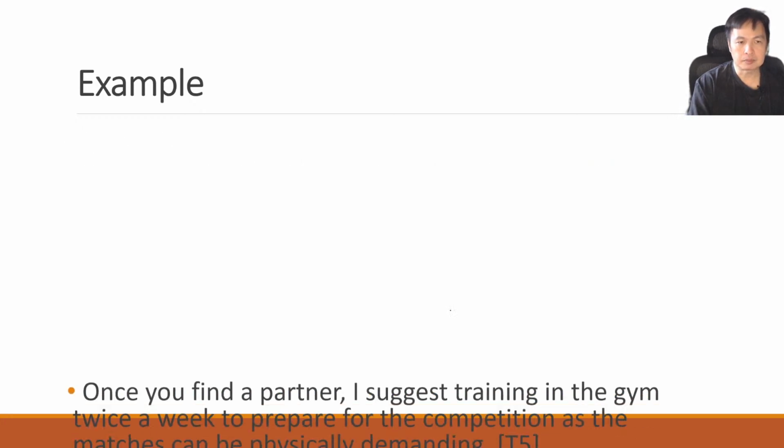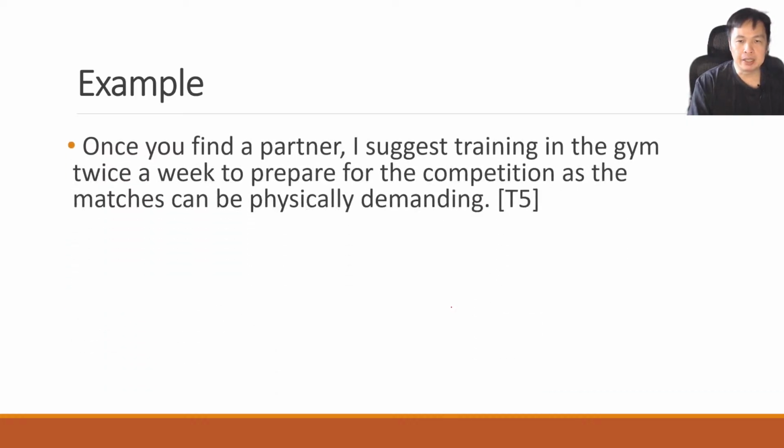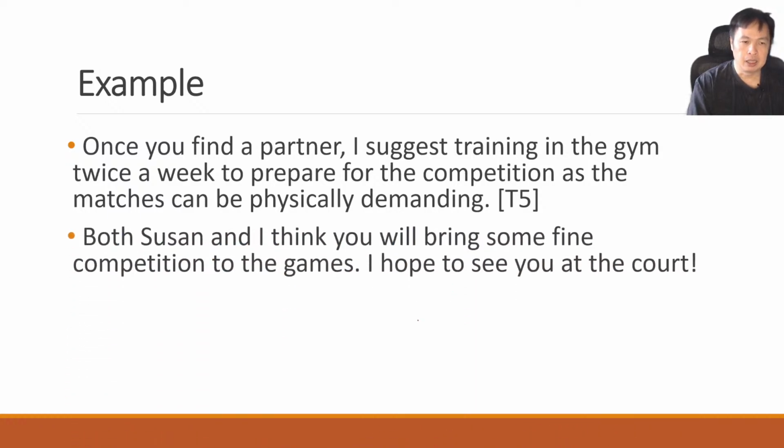All right. Next paragraph. "Now, once you find a partner, I suggest training in the gym twice a week to prepare for the competition, as the matches can be physically demanding." Right, so I'm answering the task that is underlined, right? Because training twice a week at the gym, this answer cannot be found in the visual stimulus. So you do need to be able to come up with it on your own. All right. "And both Susan and I think you will bring some fine competition to the games, and I hope to see you at the court." Okay, so 2 or 3 sentences as the conclusion. That's good enough for situational writing.